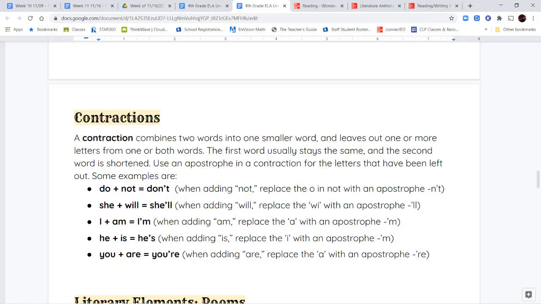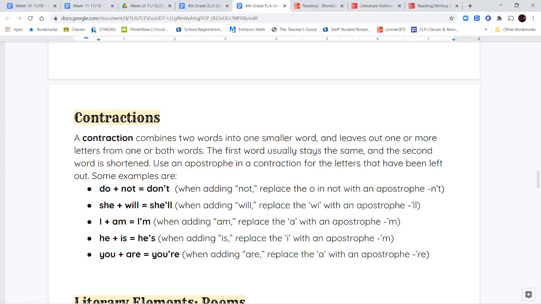She and will. So when you're adding the word will to your first word, you're taking out the W-I and you're putting an apostrophe in their place. Instead of having it spelled W-I-L-L, when it becomes a contraction, it just becomes apostrophe L-L. So she will becomes she'll.